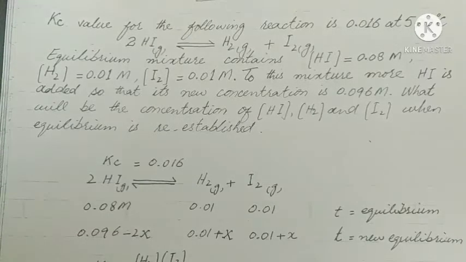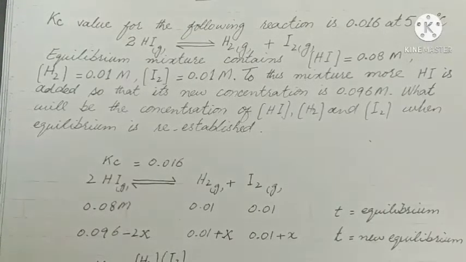The equilibrium mixture contains the concentration of hydrogen iodide as 0.08 moles, hydrogen 0.01 moles, iodine 0.01 moles. To this mixture, more hydrogen iodide is added so that its new concentration is 0.096 moles. What will be the concentration of hydrogen iodide, hydrogen and iodine when equilibrium is re-established?